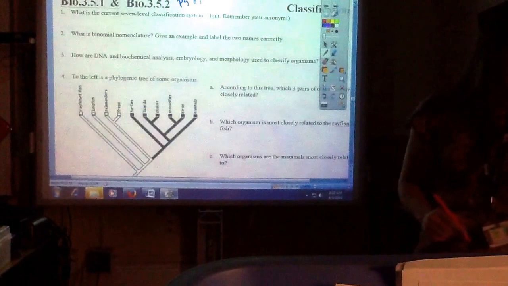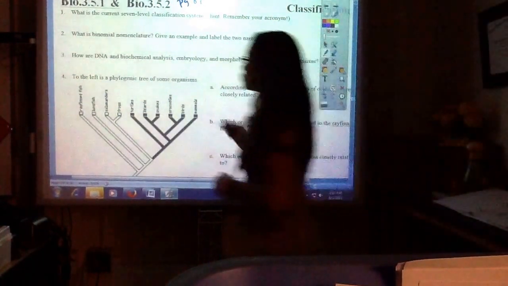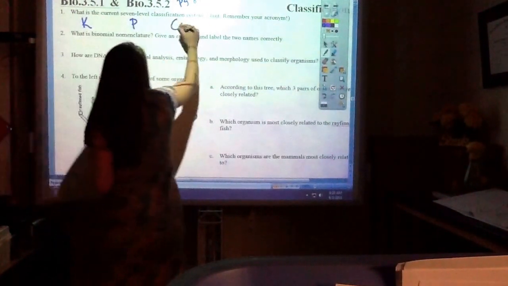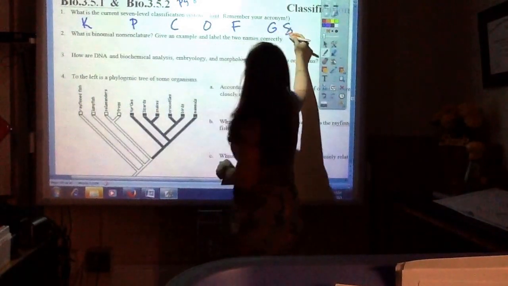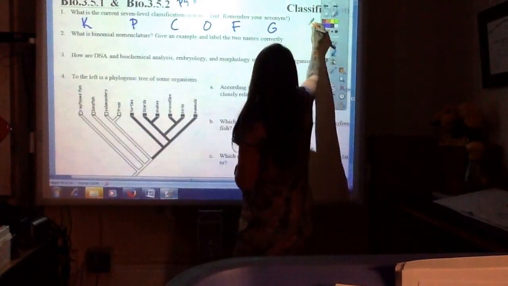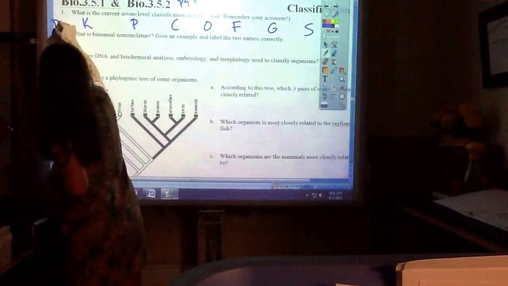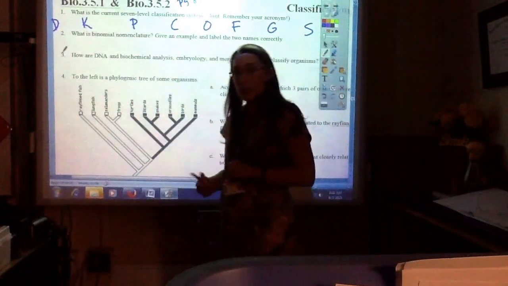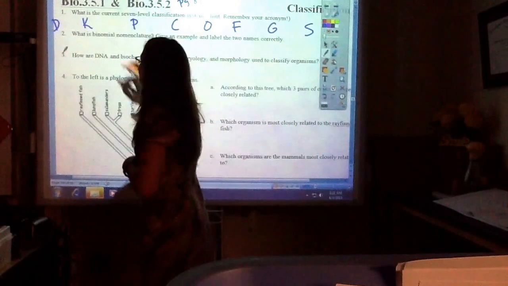It does ask you for the 7 levels of classification, and so you should know that there's King Philip came over for green soup. And what you'll want to be able to do is go back and tell me these levels. Now keep in mind, domain was just recently added, so we memorized Dear King Philip came over for green soup, domain being the largest groups.